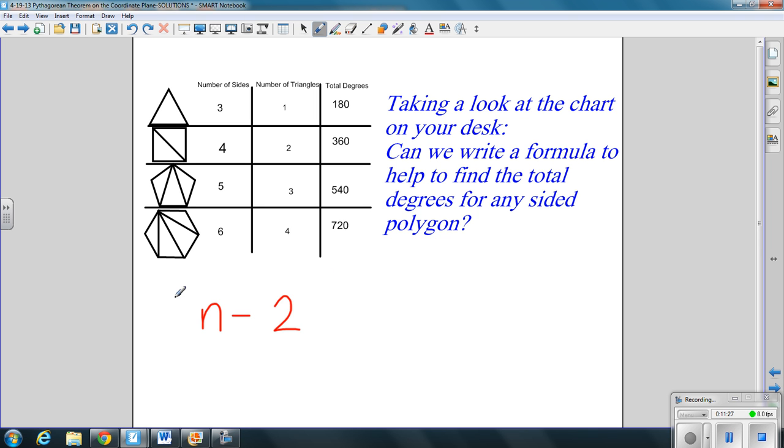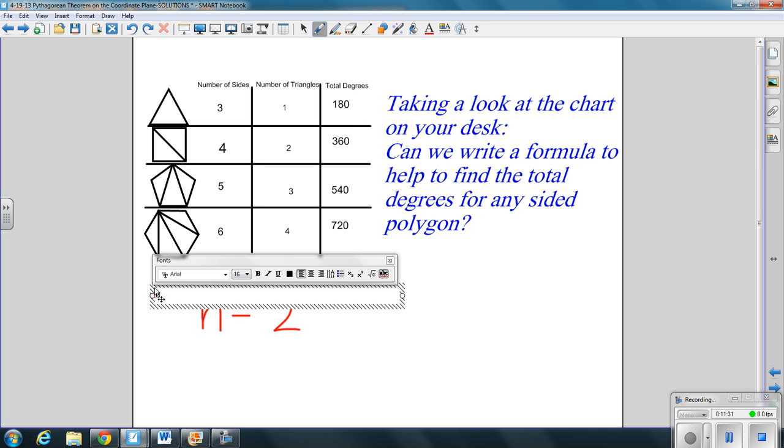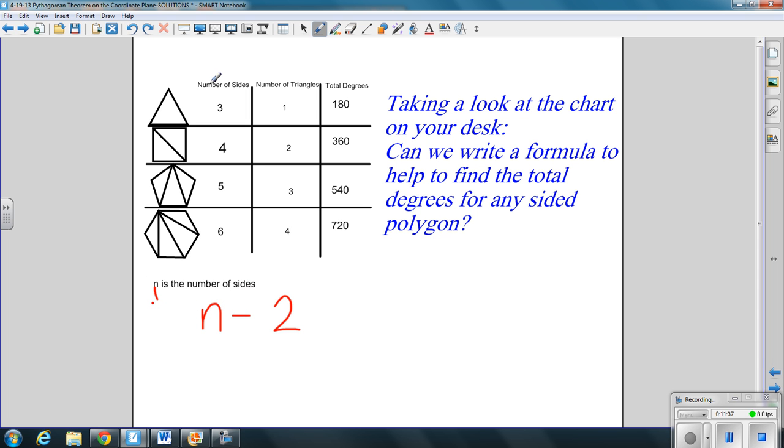And n represents, let me just type this out. n is the number of sides. So we have the number of sides minus 2. And once I know how many triangles this creates, what do I do with that number? I multiply it to 180 degrees.